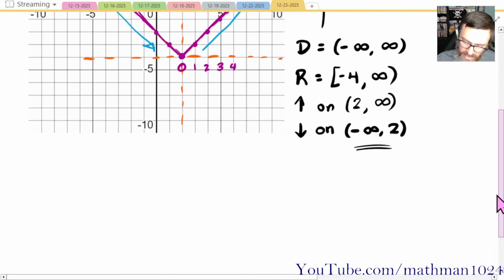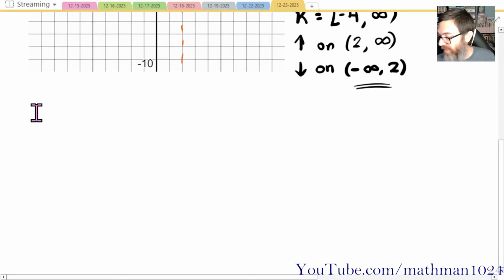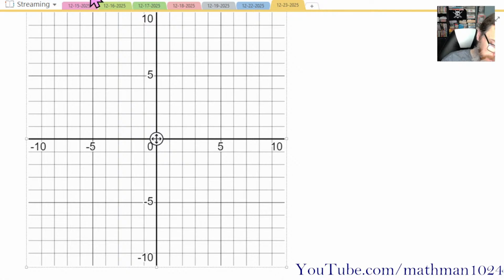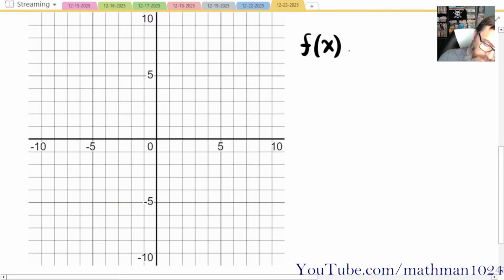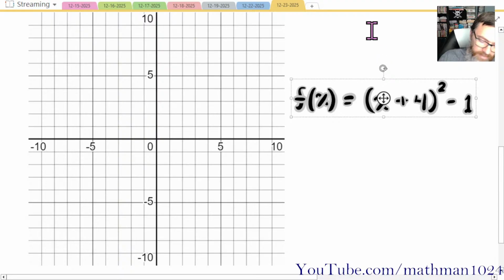All right, so let's try another one. And then we're going to be doing a lot of interesting stuff with these guys. All right, so let me do f of x is equal to (x + 4) squared minus 1. Yes, I see that I'm covering it up with my head. Keep forgetting that's where I put my face.